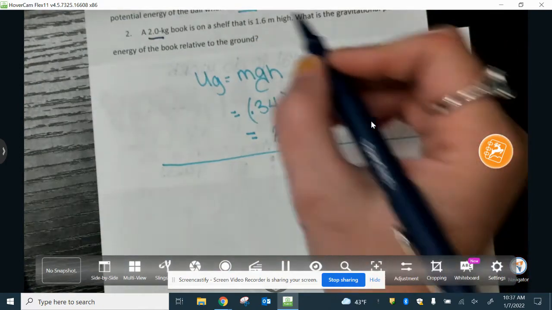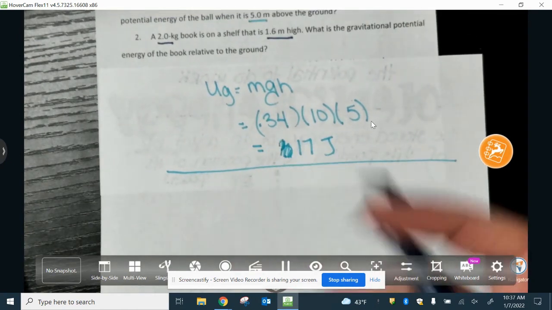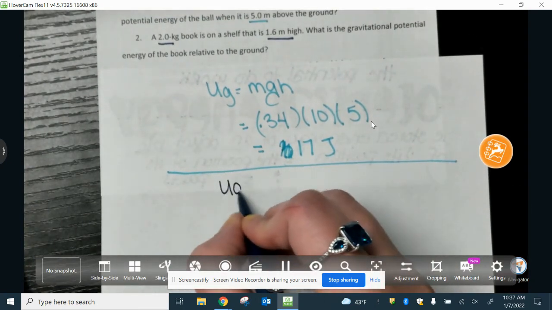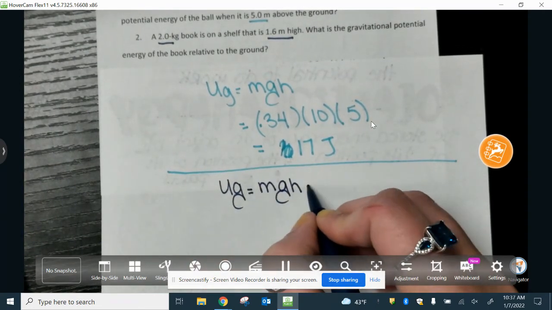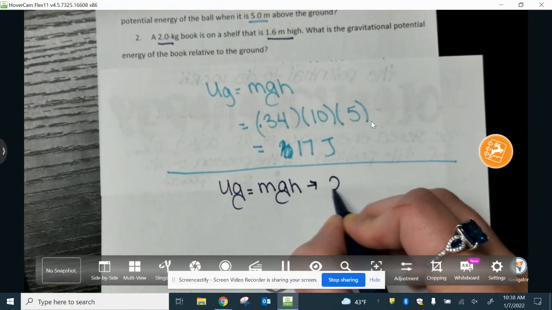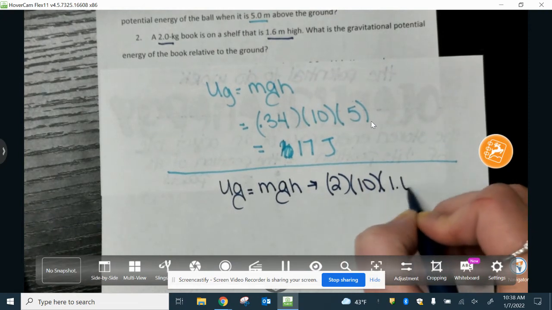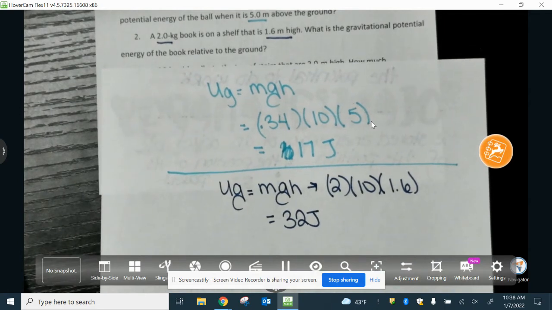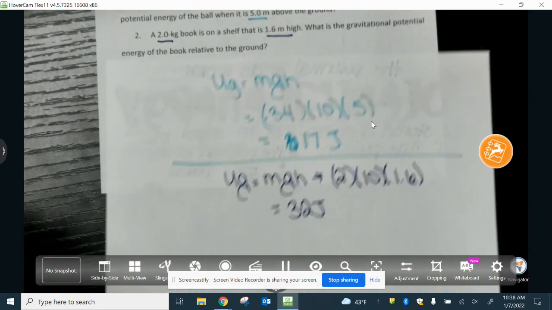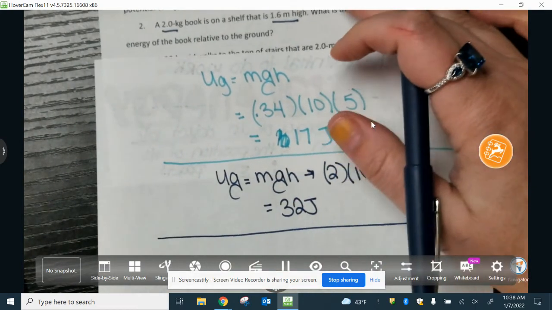A 2-kilogram book is on a shelf that's 1.6 meters high. What's the gravitational potential energy of the book relative to the ground? So you would do UG equals mgh, which is 2 times 10 times 1.6, which should be 32 joules. Don't forget that unit. It sounds to me like you're being pretty successful on this, which makes me very happy.